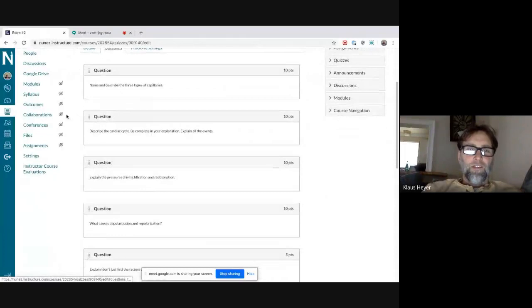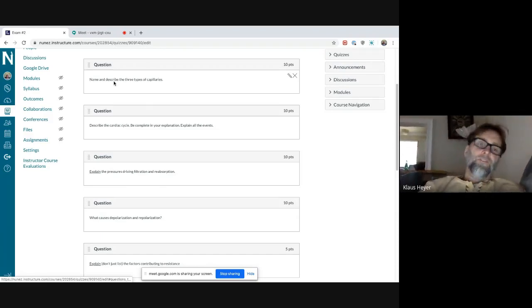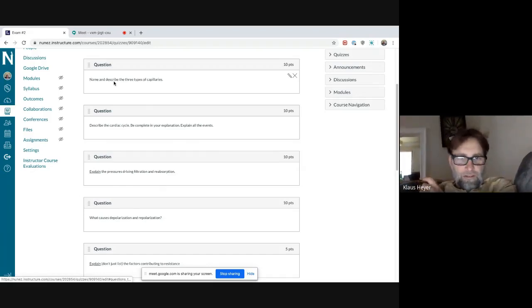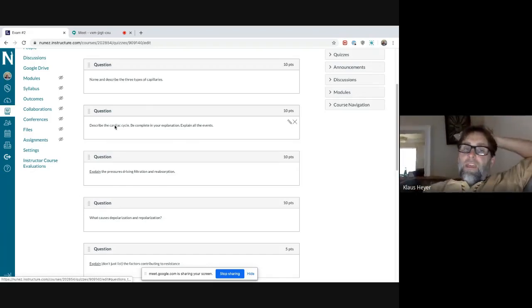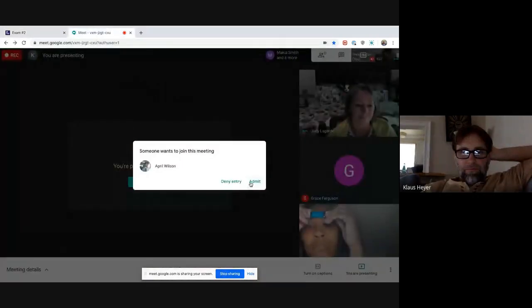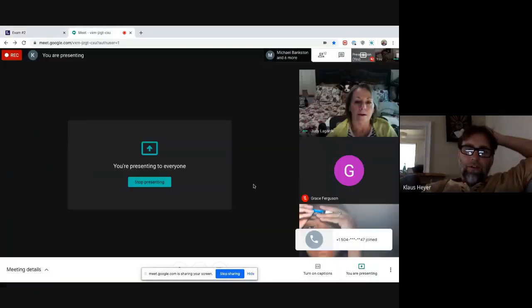This won't take but a second because they're pretty straightforward, I think. Three types of capillaries. So that's just right off the slide. Describe, just if you said something, I haven't had a chance to grade most of these yet. And then there's two that came back again. Describe the cardiac cycle. So number 2 came back again. Wait, a few more people coming.